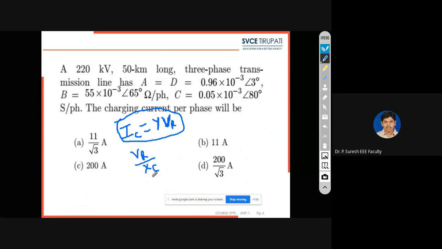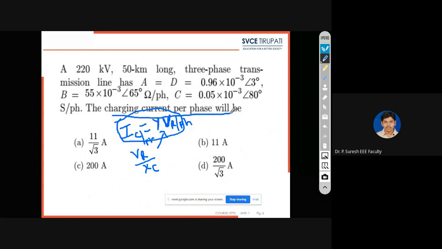Inverse of reactance is nothing but admittance. That's why I am directly using YVR. So for the charging current per phase, do we need to take VR per phase or per line voltage? Per phase. Why? Because they mentioned clearly the charging current per phase.